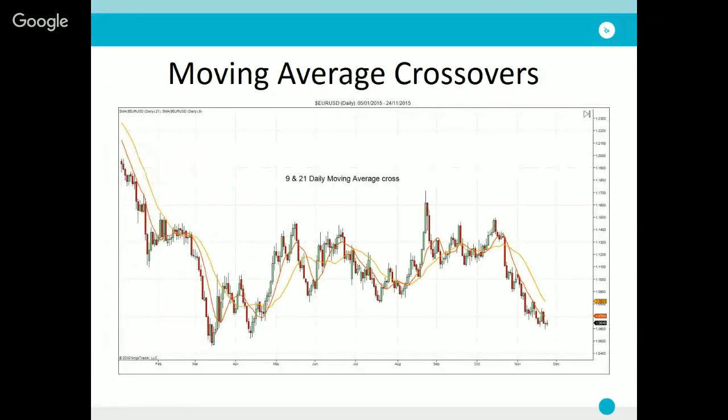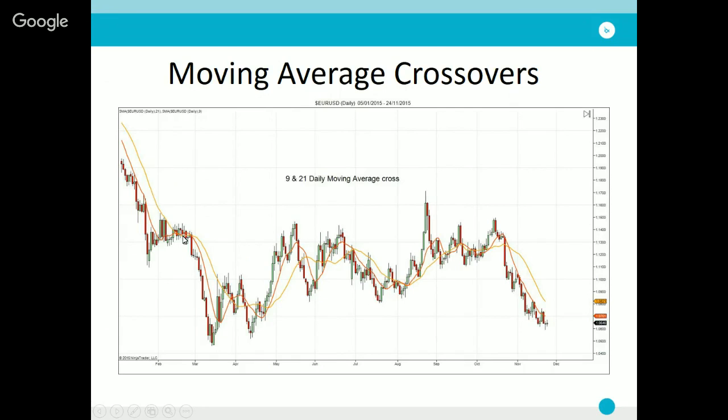Okay, so here you can see we have the 9 and 21 day crossover. So the orange line is the 9 day and the yellow line is the 21 day. Again, this is on a daily chart. So you can see this is a fairly short-term crossover that we're referencing here. This is roughly half a trading month crossing through a full trading month.